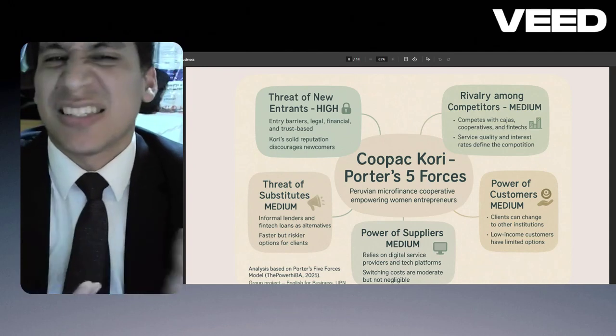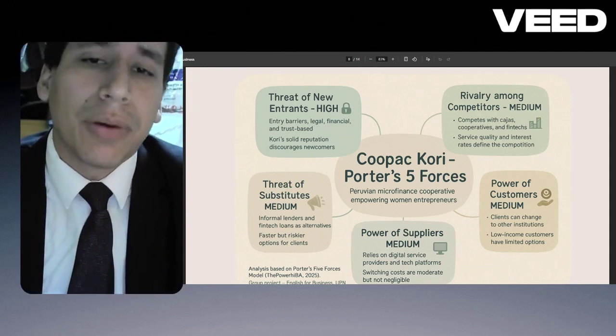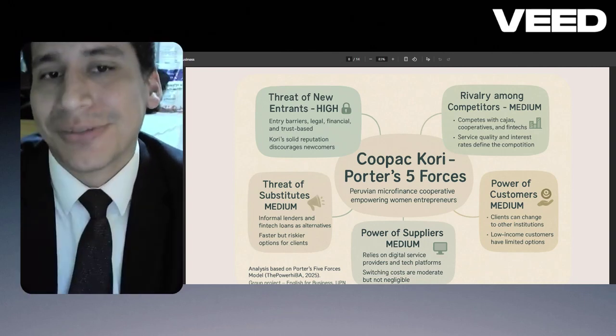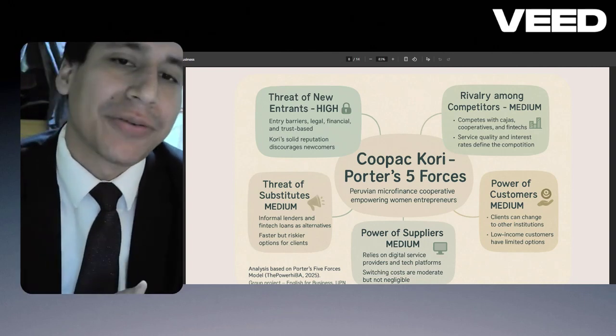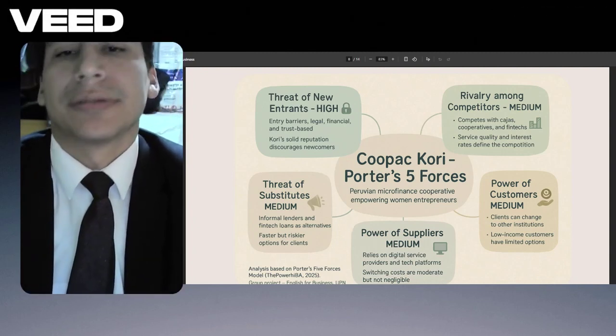If the service isn't good, they can simply go somewhere else. And the power of suppliers is medium too. Corey depends on technology providers for digital platforms, so managing those relationships is important.